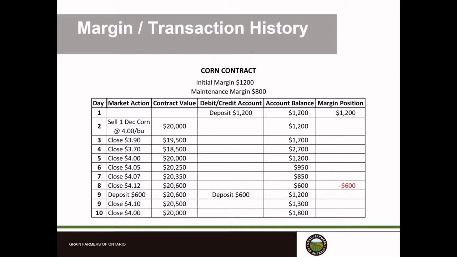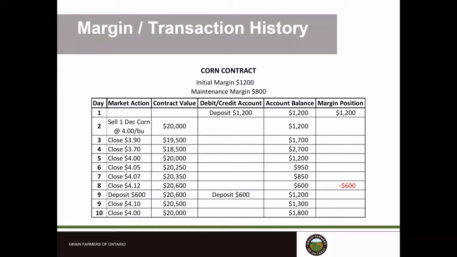So the third day, corn closes at $3.90. Now that's a gain of 10 cents per bushel times 5,000 bushels is $500. So that means the value of that contract right now at the close of this day, it's only worth $19,500. So if I wanted to buy it back, I could buy it back for $19,500, which means I would have made a $500 profit. Okay, but if you move across from 19.5, you'll see now that your account balance is showing 1,700.